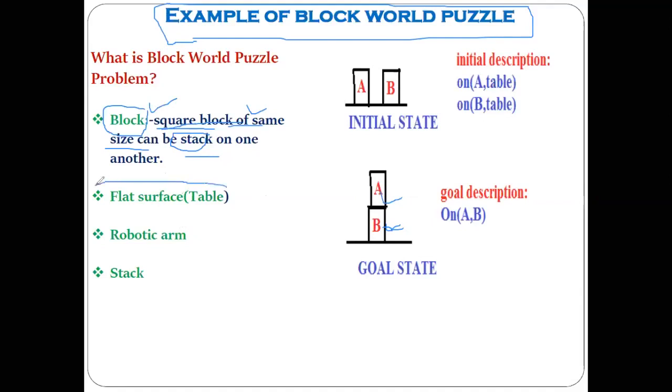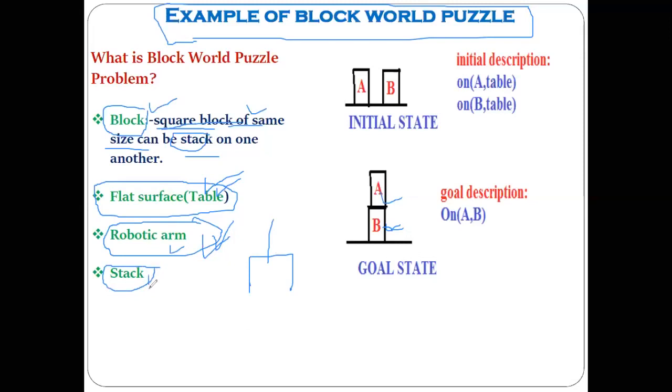Another term related to the blocks world puzzle problem is the flat surface. The flat surface can be anything; here we are taking the example of a table. Another important element is the robotic arm, the arm of the robot. What is the use of the arm? We can take an object from one place to another place using the arm. And the data structure stack, where we can store something, add something into it, and delete something from it. So these are the elements of the blocks world puzzle problem.